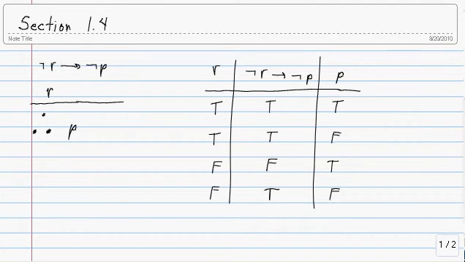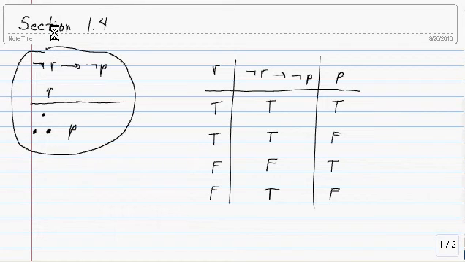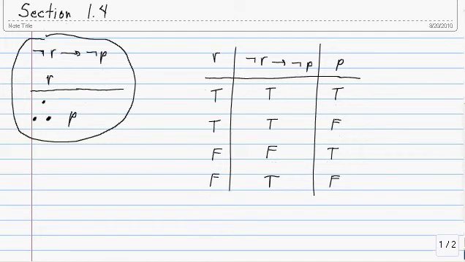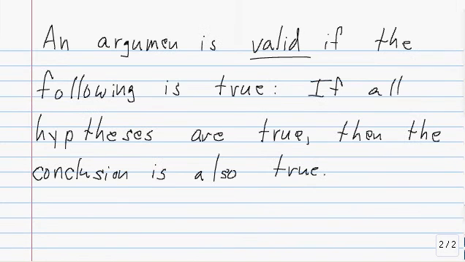Alright, so here we're in section 1.4 and we're going to determine the validity of an argument, and the argument that I'm looking at is up here in the upper left hand corner. And to determine whether or not this argument is valid, I'm going to go directly to the definition from your book of what it means for an argument to be valid, and I went ahead and wrote that down.